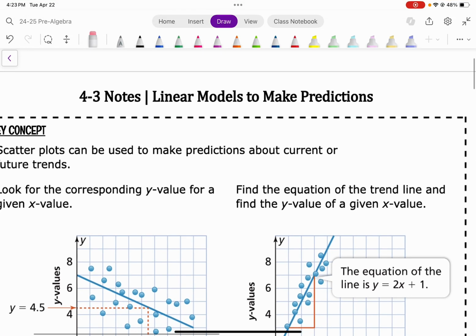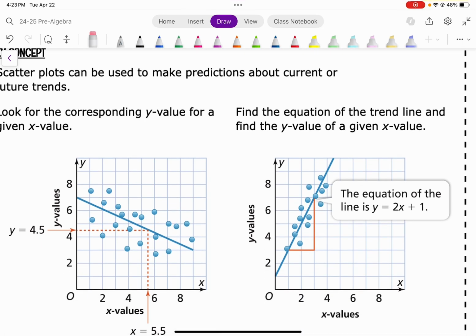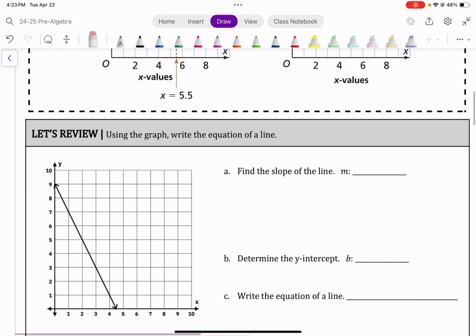And we're going to do the same thing when we find the equation of a trend line and find the y value of a given x value. So let's get right to it. Let's review using a graph to write the equation of the line.